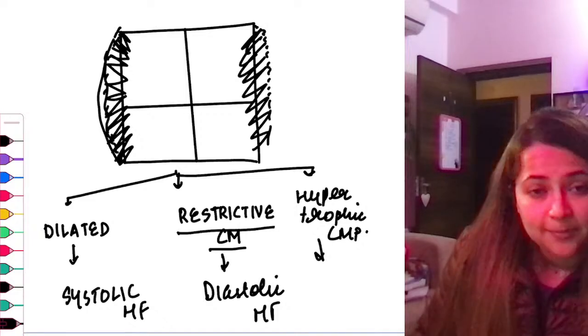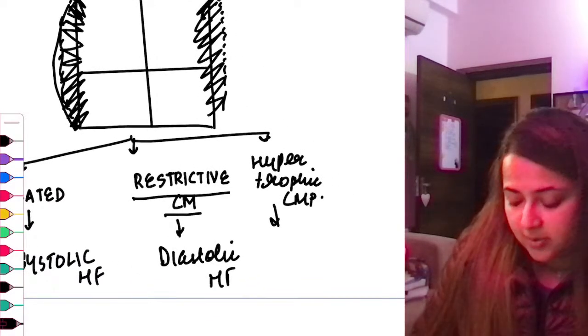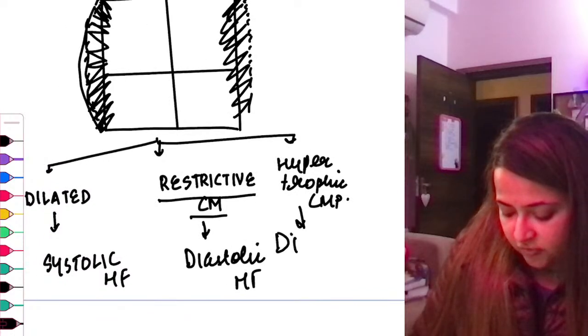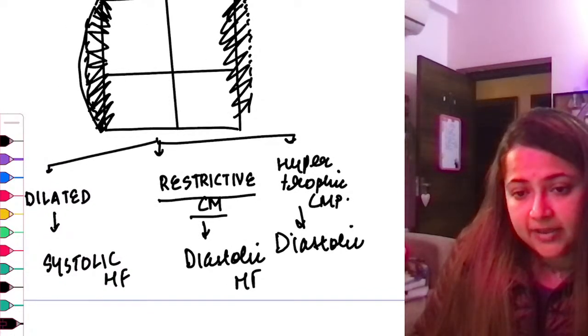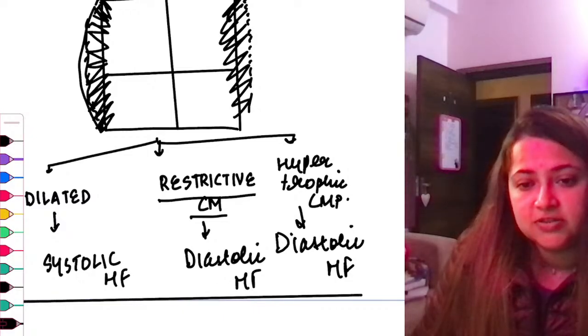When you talk about hypertrophic cardiomyopathy, it is the same situation. What type of heart failure would you expect here? Diastolic. Diastolic heart failure. Okay, so remember these points, they are very important.